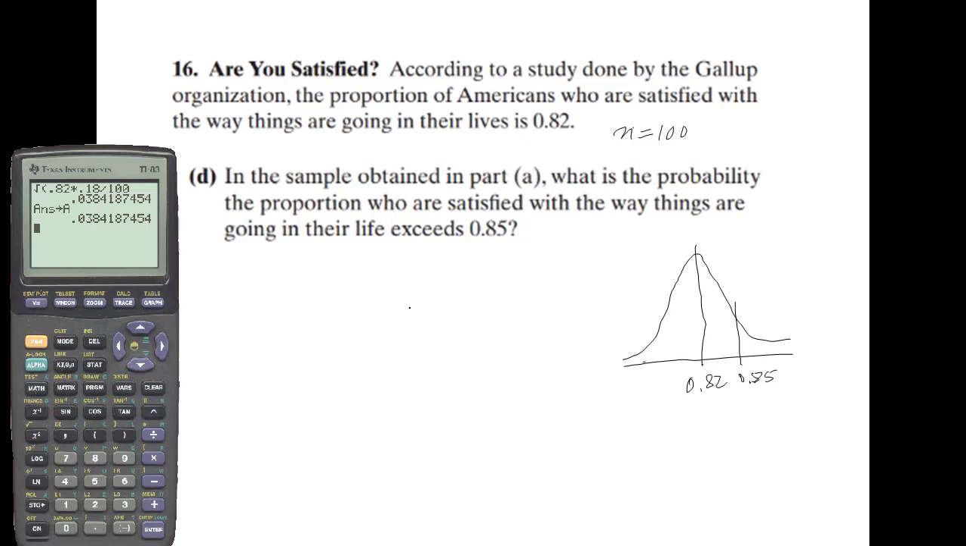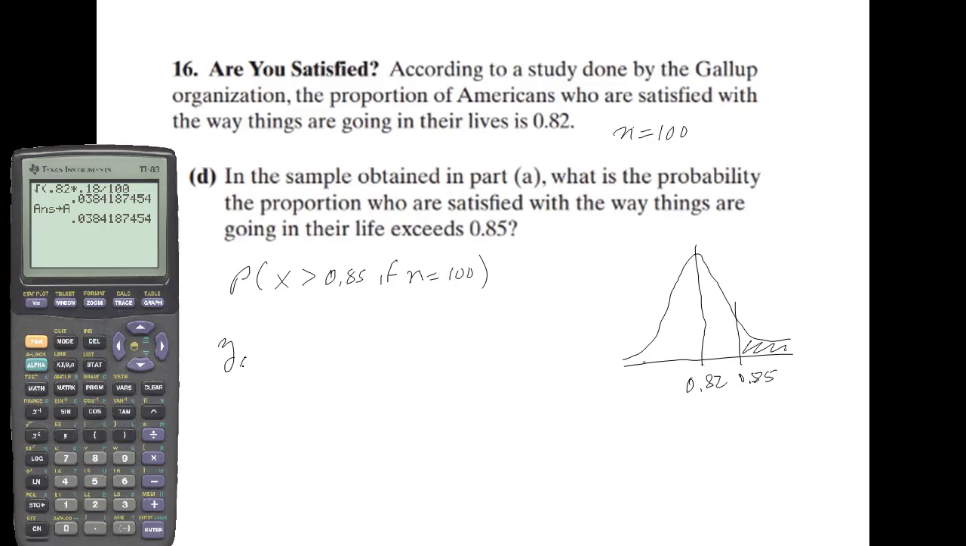So I want to find the probability that the portion of the way things are in life exceeds 85. So this is this group here. All right, so I want to find the probability that x is greater than 0.85, if n equals 100.